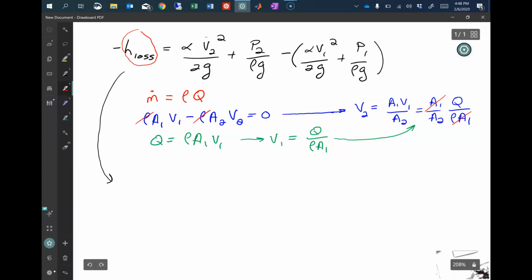Okay, so the variables I have, the unknowns, is the H loss. I don't know that. I don't know the velocity, velocity 1, right? So those are the unknowns, so I'm going to try and get rid of those. I do know Q. It was given in the problem. It doesn't matter what order you take them in, but just remember, leave H loss there. Don't try to solve for it immediately.